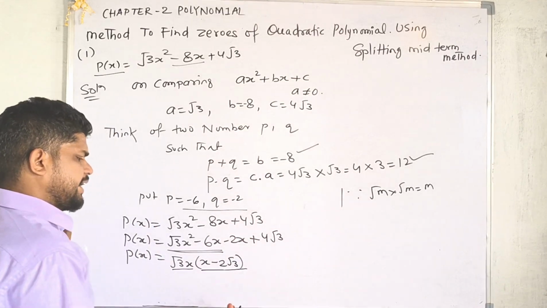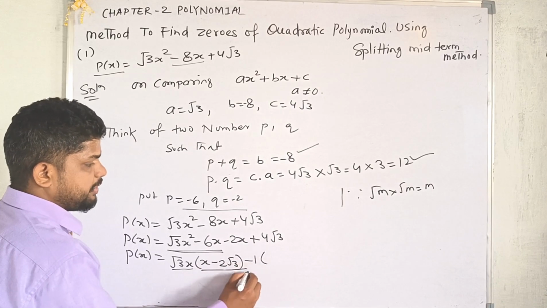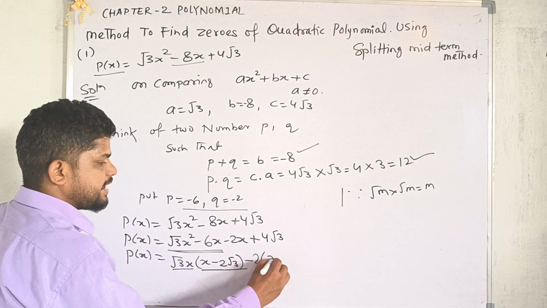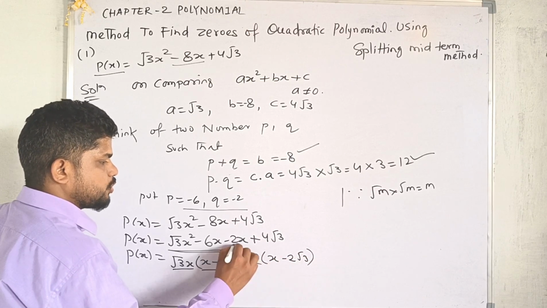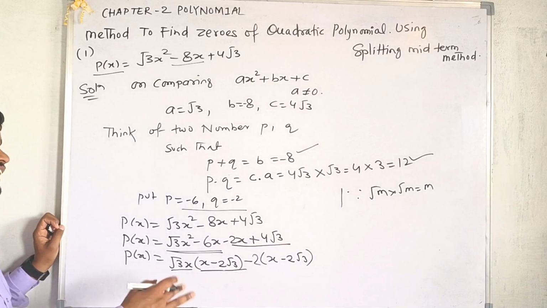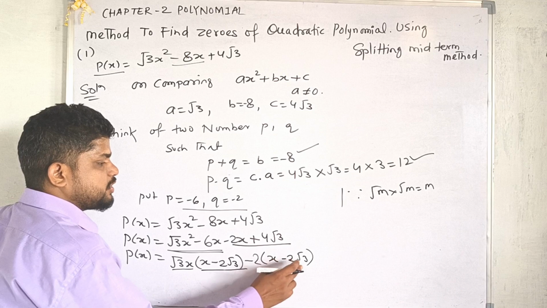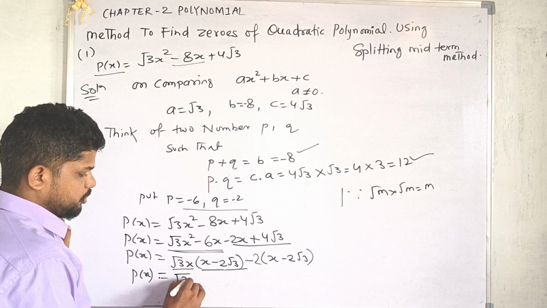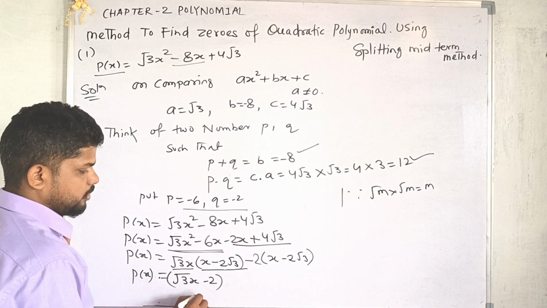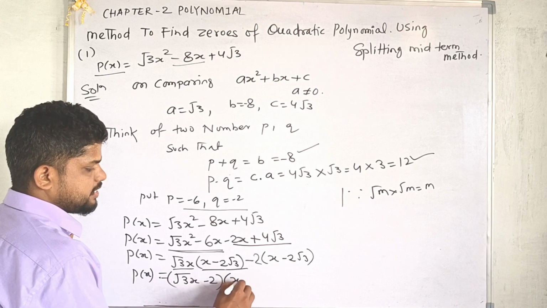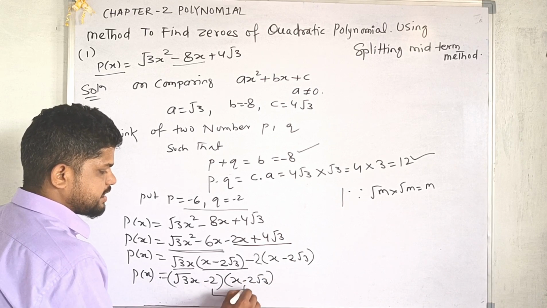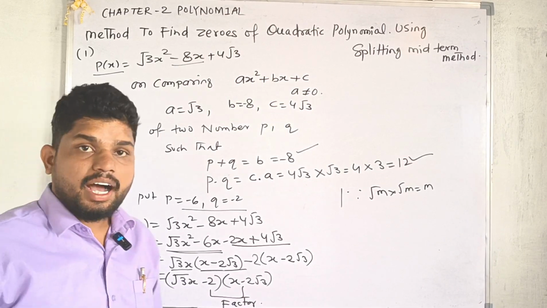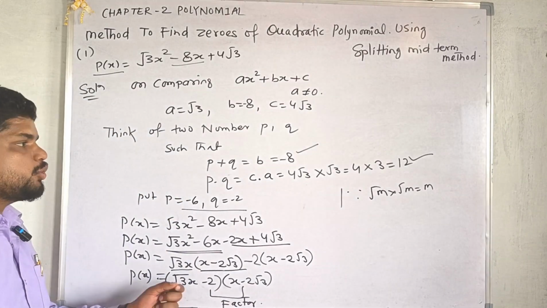Similarly here, taking minus 1 as common, we will get, not minus 1, taking minus 2 as common, we will get x minus 2 root 3. So from here minus 2 we will take as common, and the remaining thing will be x minus 2 root 3. Here p of x will be equal to root 3x minus 2 open bracket again x minus 2 root 3. This is known as the factor. As we did in our last question, again we will put the factors equal to 0.